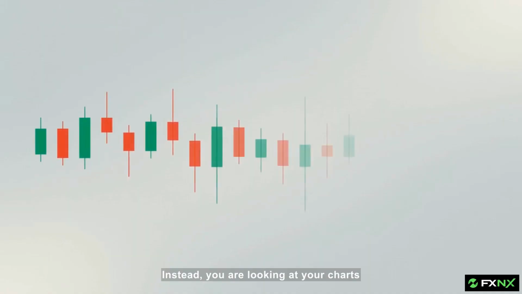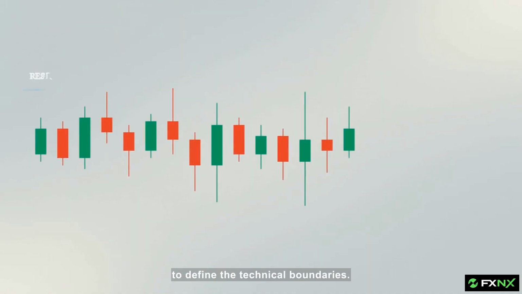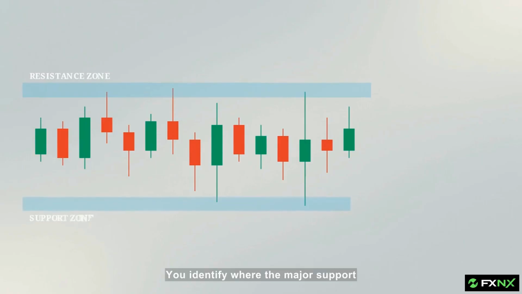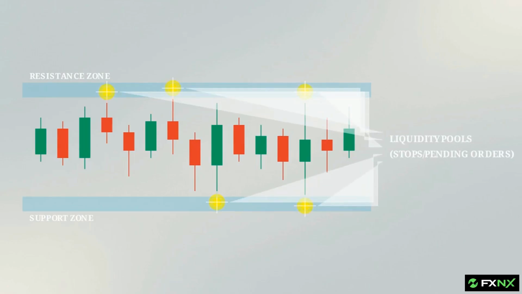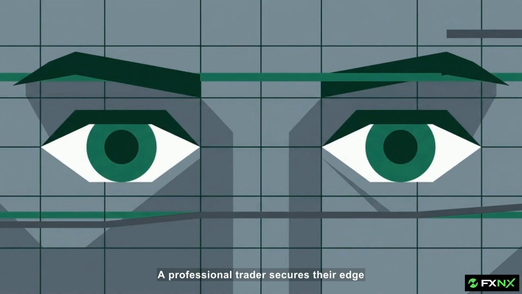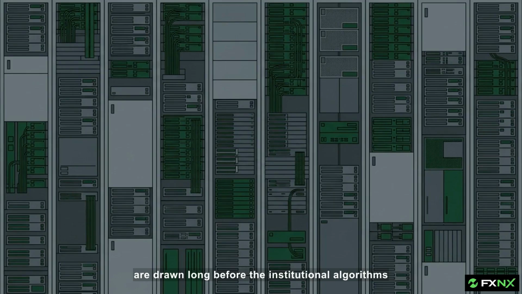Instead, you are looking at your charts to define the technical boundaries. You identify where the major support and resistance zones rest, and you locate obvious pools of liquidity, the recent highs and lows that algos will naturally target. A professional trader secures their edge by knowing exactly where these structural battle lines are drawn long before the institutional algorithms are switched on to react to the news.